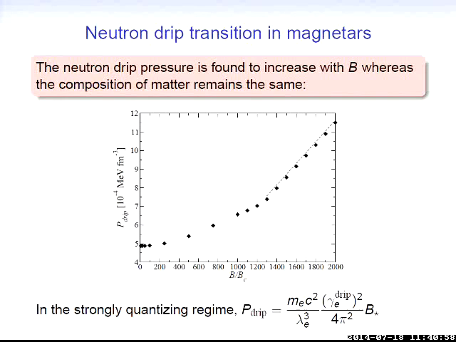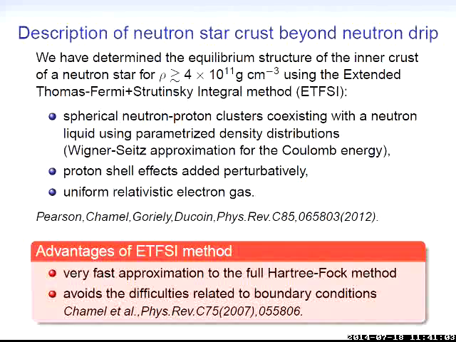Okay, so now for the inner crust, where there are, in addition to clusters, also free neutrons. The method we are using is a semi-classical method. We assume spherical clusters with parameterized density distributions. We add shell effects perturbatively, and we still assume a uniform electron gas. This method has been well tested in finite nuclei many years ago, and it is a very fast approximation to the Hartree-Fock method. The advantage is that it avoids all the pitfalls that people have encountered in implementing boundary conditions.